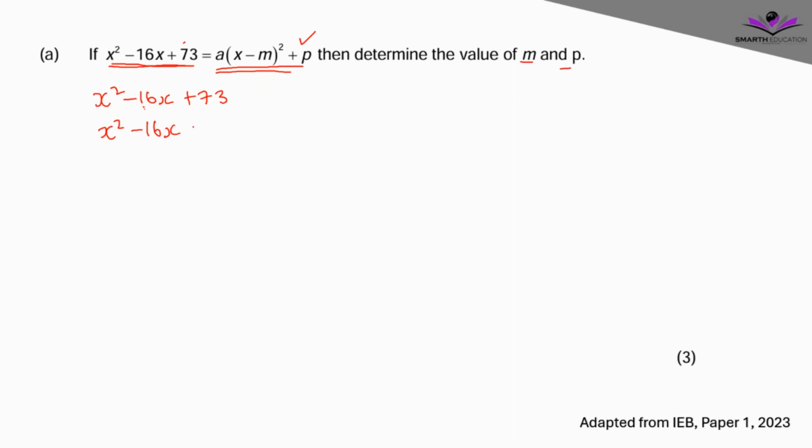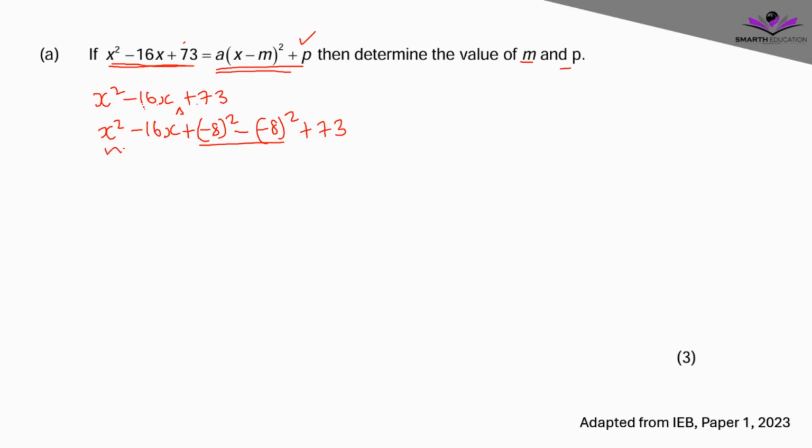Let's square it, we get negative 8 squared. It's going to be plus negative 8 squared. We also subtract it, minus negative 8 squared, then plus 73. We just fitted this one here between negative 16x plus 73. Then what's the next step?